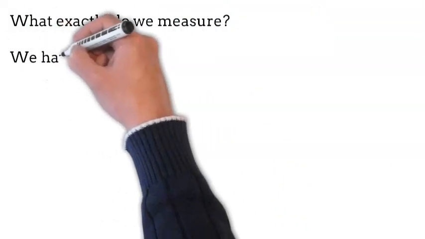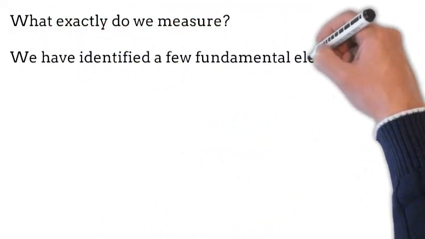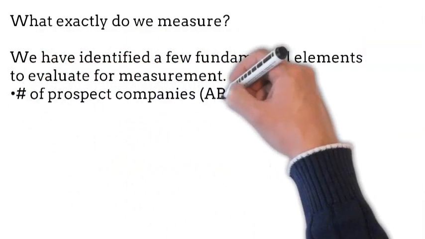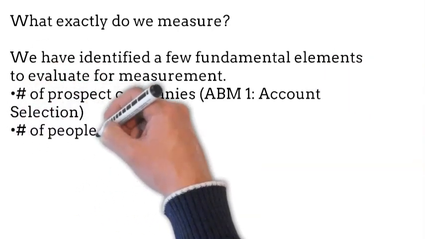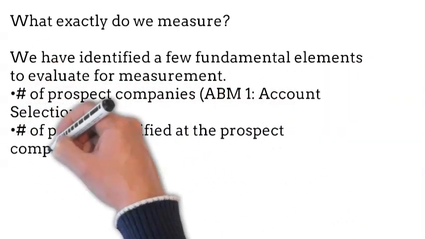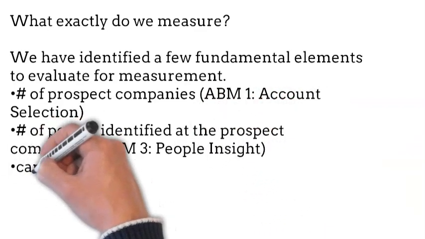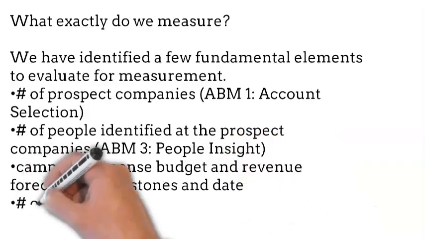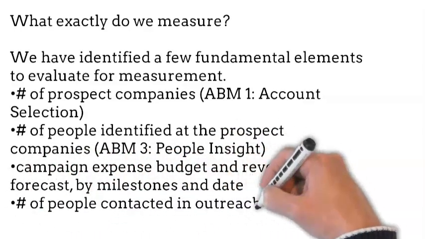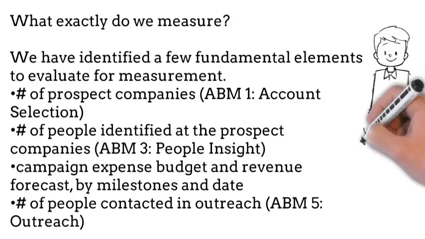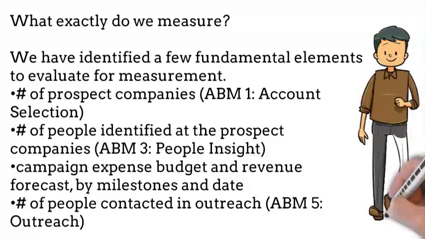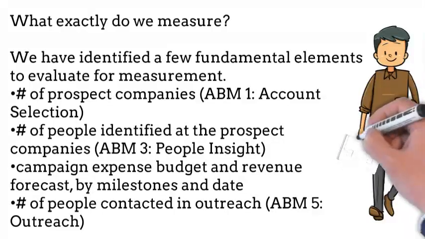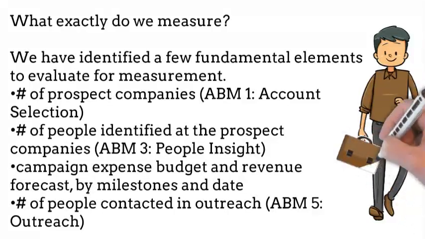Well, what exactly are we measuring? Well, we've identified a few fundamental elements to evaluate for measurement. Every company, every situation, every revenue campaign may be a little different. But for example, you want to look at the number of prospect companies that you picked in ABM 1. You'd want to look at the number of people identified at the prospect companies. That's ABM 3, People Insight. You want to know campaign expense budget, revenue forecast by milestones and date. Another good thing to measure might be the number of people contacted in outreach, ABM 5.